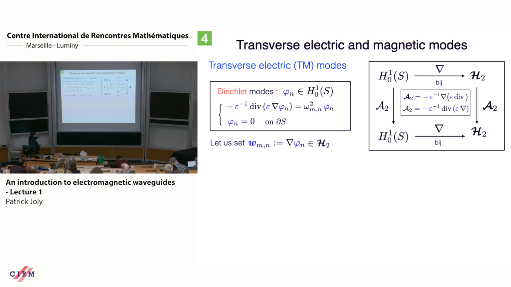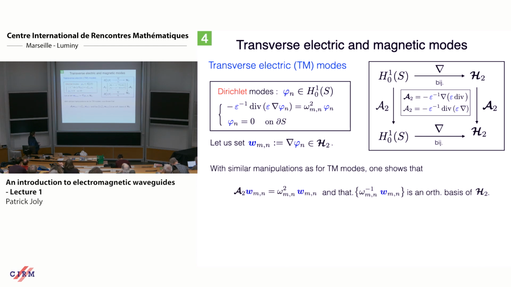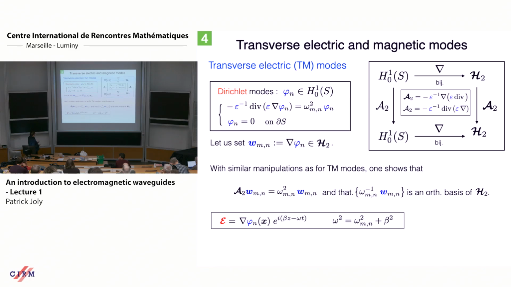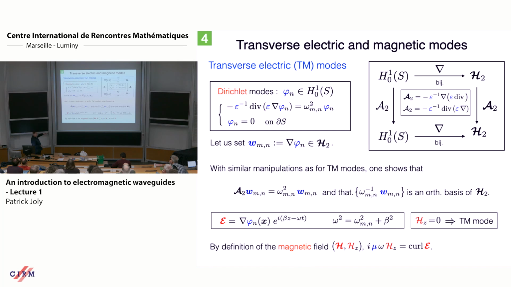But you obtain the modes by taking the gradients. It's exactly the same picture, where gradient replaces epsilon minus 1 curl. And this forms an orthonormal basis of A2. And looking at the field, you don't look at the electric field, but at the magnetic field, which is proportional to the curl of E. But the curl of E, since E is a gradient, is 0. And this is why we call them transverse magnetic.